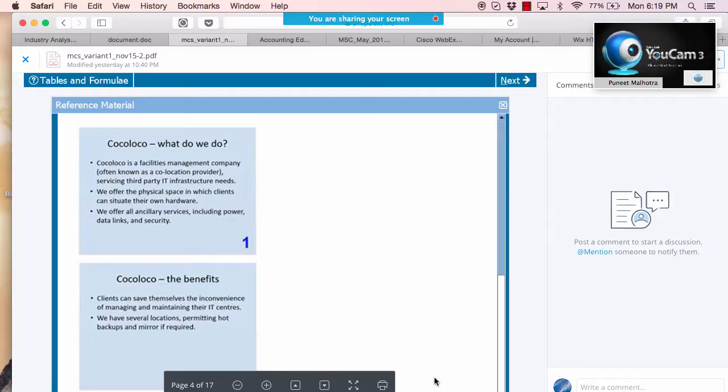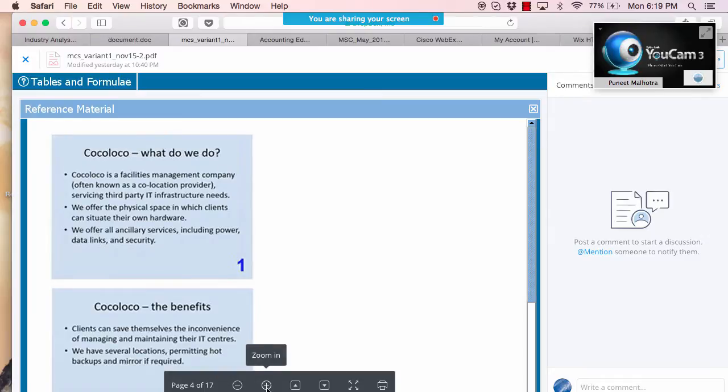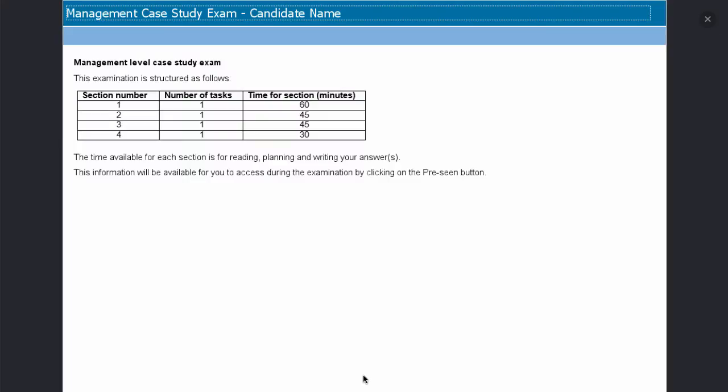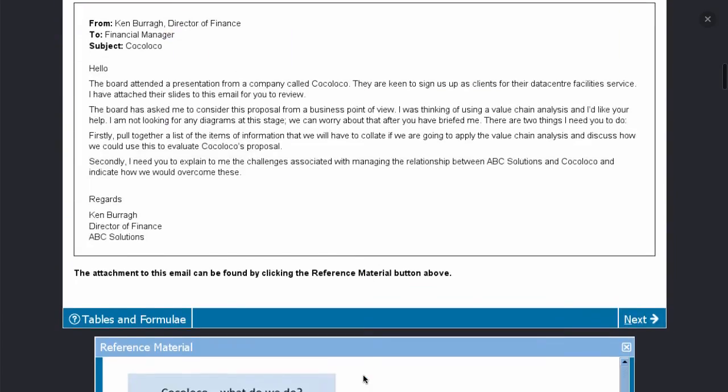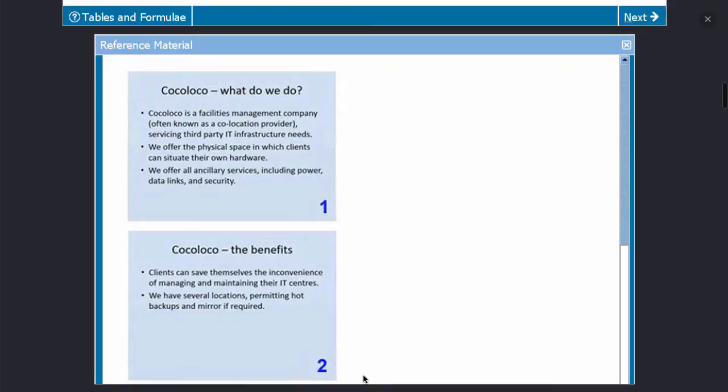Coloco is a facilities management company. Anju, can you please increase the font? Yeah. Thank you. Can you see it now? One more, please. Let me show you, do something. Let me see if this is better for you. I think this is better, right?